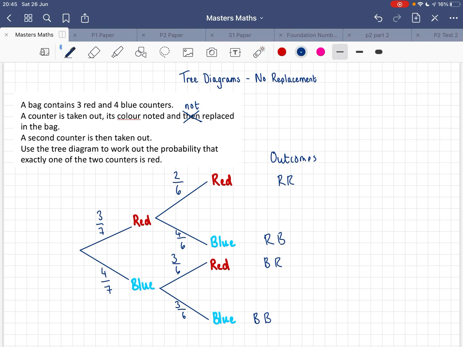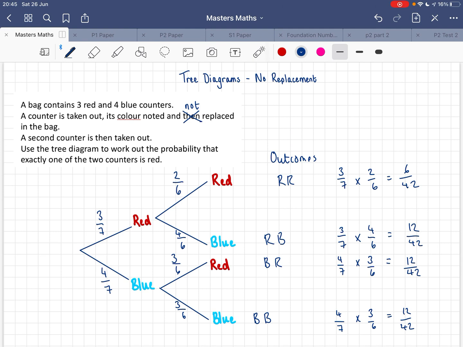So the probability of red-red is 3 over 7 multiplied by 2 over 6, which is 6 over 42. I'm not going to simplify anything at this point. I'm just going to leave it as it is. The probability of red-blue is 3 over 7 multiplied by 4 over 6, which is 12 over 42. Blue then red is 4 over 7 multiplied by 3 over 6, which is 12 over 42 again. And then the last one, blue-blue, it's still 4 over 7 times 3 over 6, which is still 12 over 42.